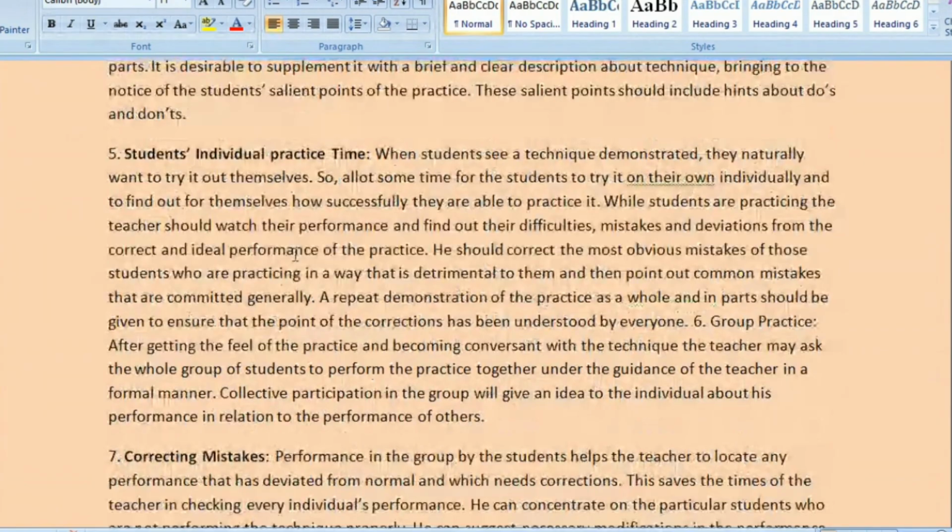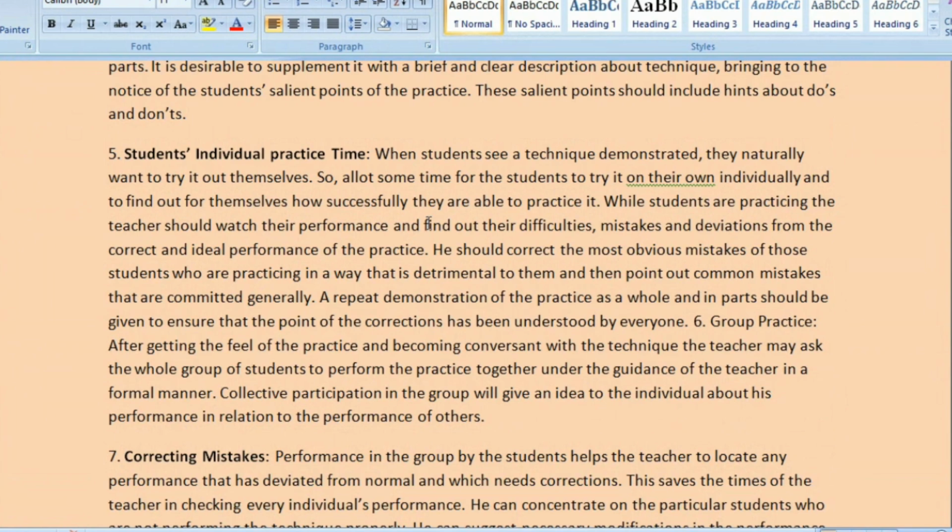Fifth point, student individual practice time. When students see a technique demonstrated, they naturally want to try it out themselves. So allot some time for the students to try it on their own, individually, and to find out for themselves how successfully they are able to practice it.